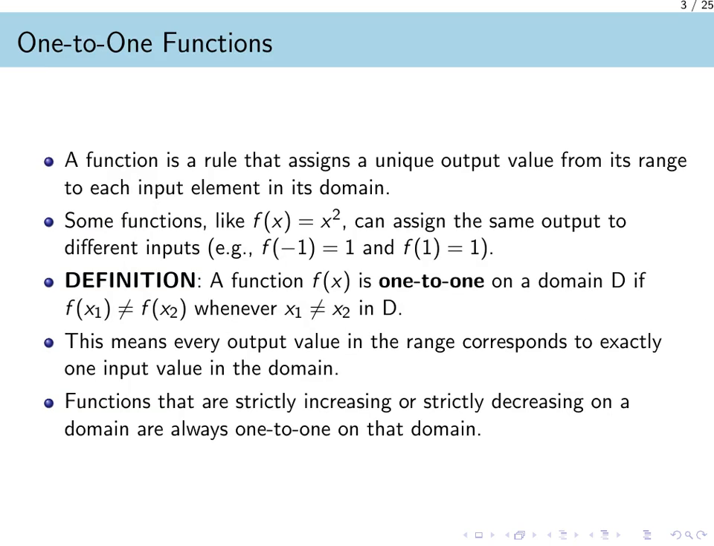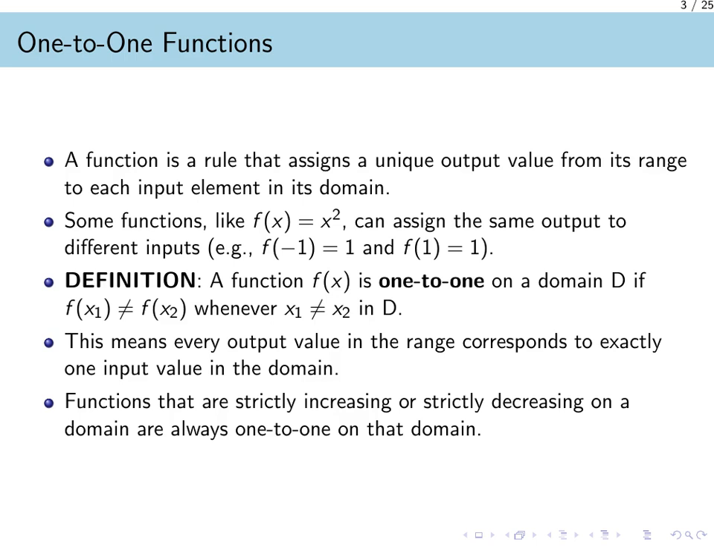Let us explore a special property of functions called one-to-one, which is essential for understanding how to reverse a function's process. While every function assigns exactly one output to each input, some functions can assign the same output to different inputs. For example, the function f of x equals x squared is not one-to-one because it maps two different inputs, -1 and +1, to the same output value of 1. A function is formally defined as one-to-one if whenever two inputs, say x1 and x2, are not equal, their corresponding outputs are also not equal.